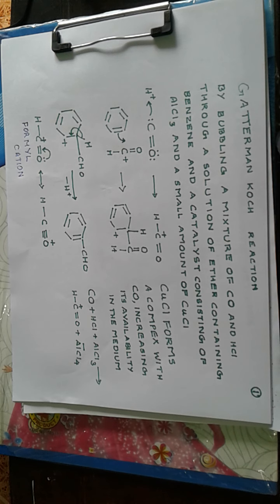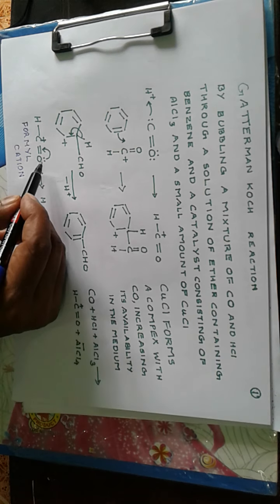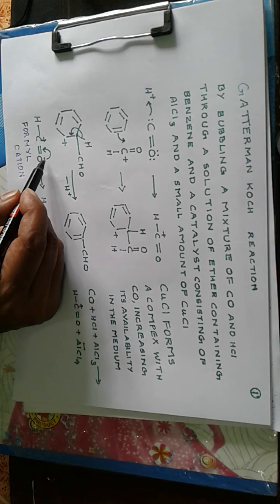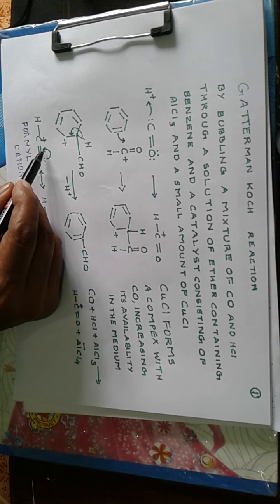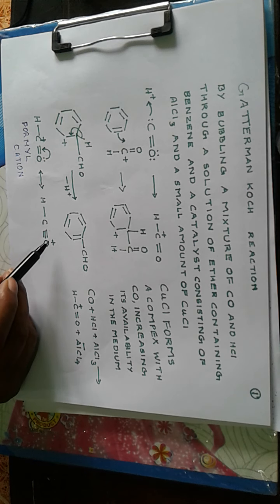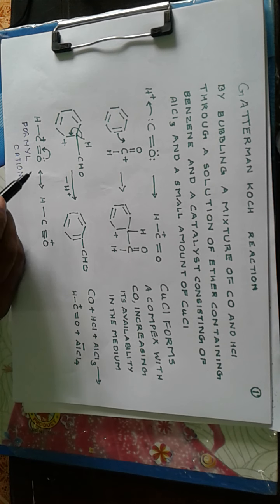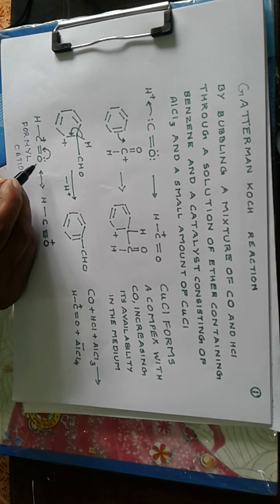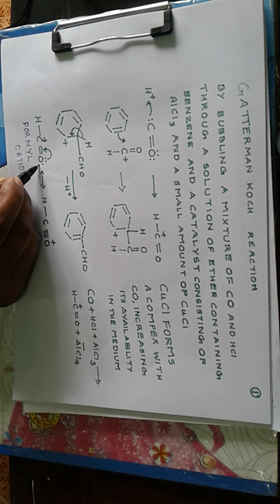So formyl cation is a resonance hybrid. The lone pair over oxygen atom is given for bonding, so that positive charge of carbon is neutralized and positive charge now comes over oxygen atom.